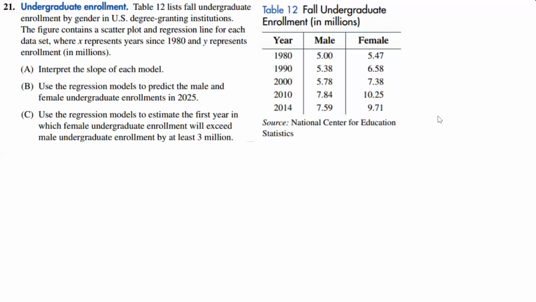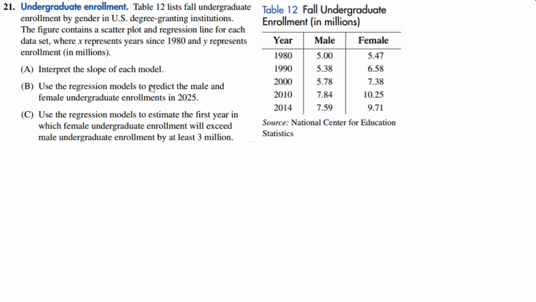All right, so here we're supposed to use the table given, and the figure contains a scatter plot and regression line for each data set, where X represents years since 1980 and Y represents enrollment in millions. Interpret the slope of each model, and I didn't give you that because I want to go about how to do this by hand and on Excel as well.